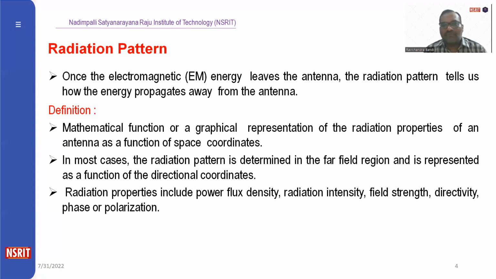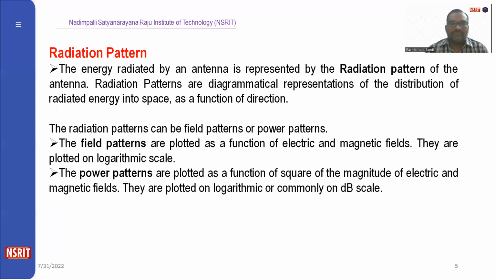It is a mathematical function or graphical representation of the radiation properties of an antenna as a function of space coordinates. In most cases, the radiation pattern is determined in the far field region and is represented as a function of the directional coordinates. Radiation pattern includes power flux density, radiation intensity, field strength, directivity, and phase of polarization. These are the quantities we will discuss in the radiation properties.